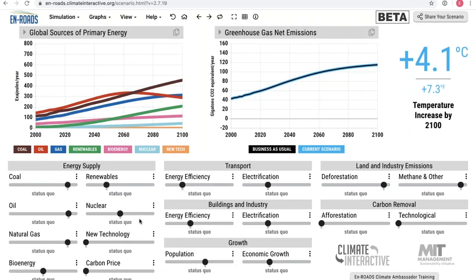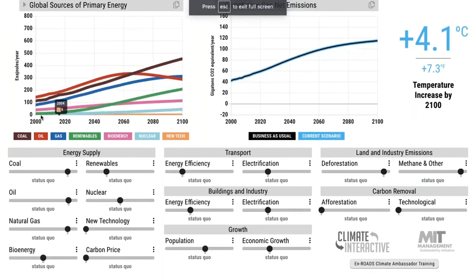And new technology is a new source of energy that we don't yet have. This could be something like nuclear fusion or something that's very much in development in the laboratories, but not commercially available yet. And so to add a new technology, I would move this slider up. But before I do that, I want you all to think about what might happen. So again, here we are looking at the En-ROADS interface. On the left, we're looking at our global sources of primary energy.